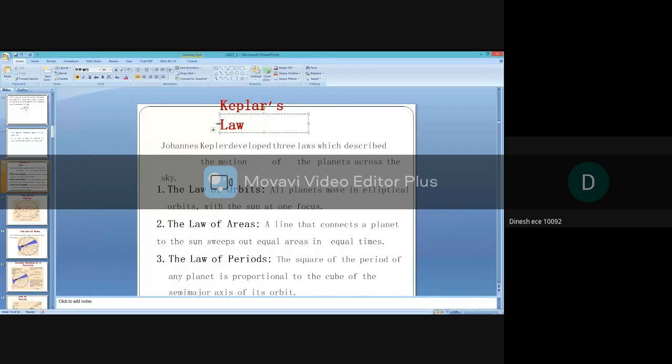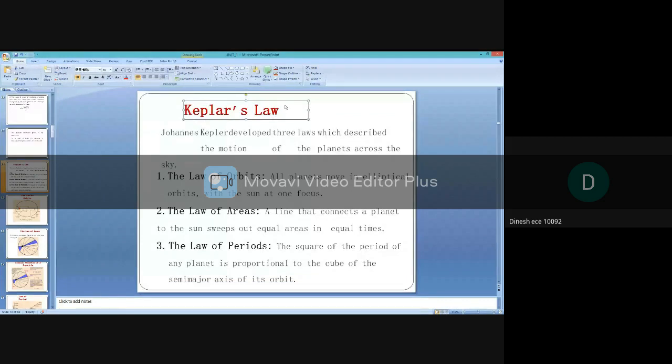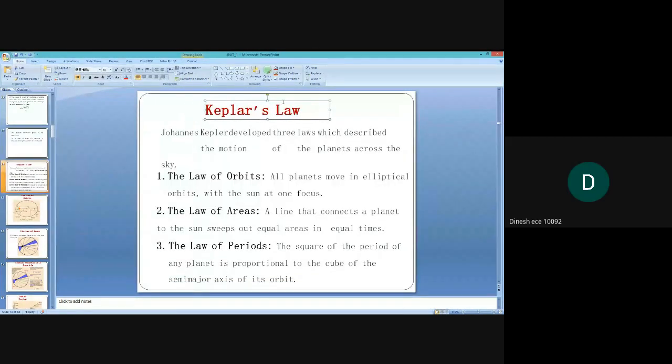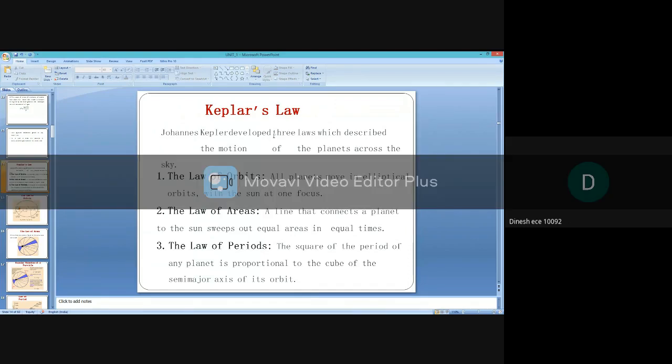This period is used in every GPS receiver in calculating the positions of GPS satellites. Kepler's laws were developed by Johannes Kepler. He developed the three laws that describe the motion of the planets across the sky: the first law, the law of orbits; the second, the law of areas; and the third, the law of periods.